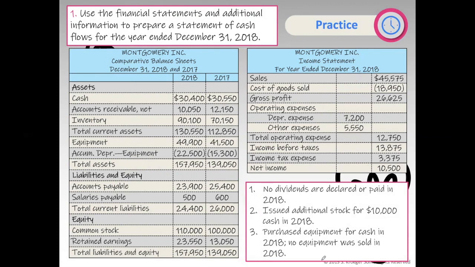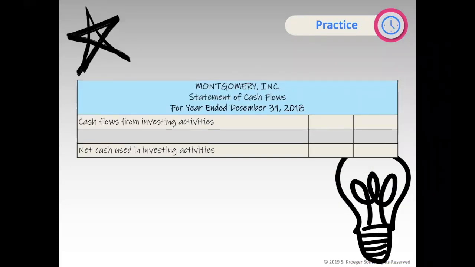When we look at number 3 in the additional information, it states, purchased equipment for cash in 2018. No equipment was sold in 2018. This lets us know that the equipment was purchased for cash and not in exchange for something else. In the investing activities section, we will write cash paid for equipment. It was $8,400, but is this amount going to be added to or subtracted from this section?